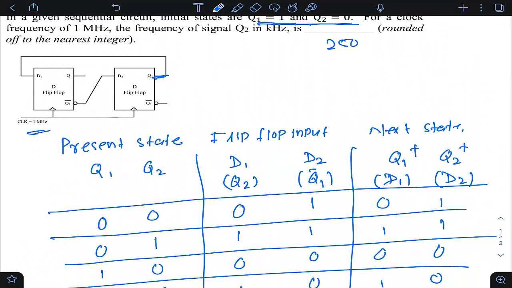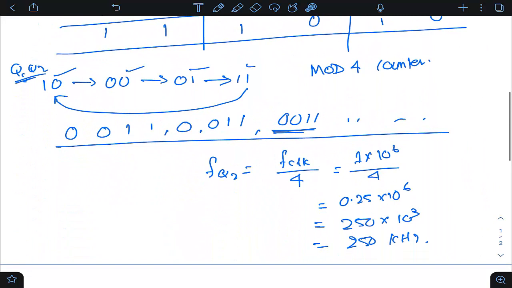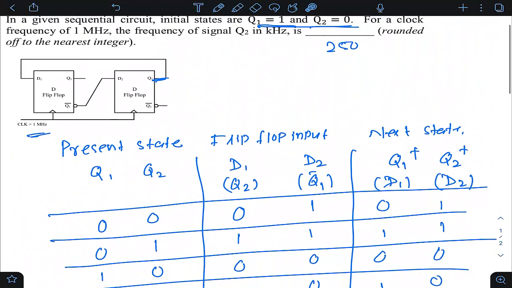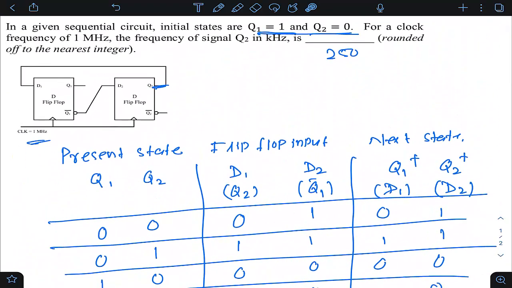It's a mod 4 counter, and it's a synchronous counter, not asynchronous, so we do expect the frequency to divide. Otherwise, to be very specific, you can observe in how many cycles the Q2 pattern repeats, because you are supposed to give the answer for Q2. In 4 cycles the Q2 pattern repeats, so naturally its frequency will be the clock frequency divided by 4, which comes to 250 kilohertz. So the answer is 250 kilohertz.